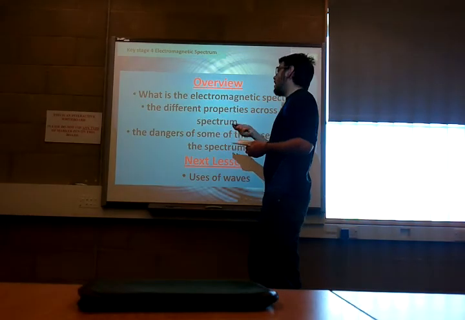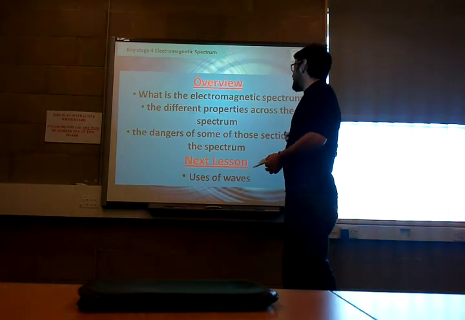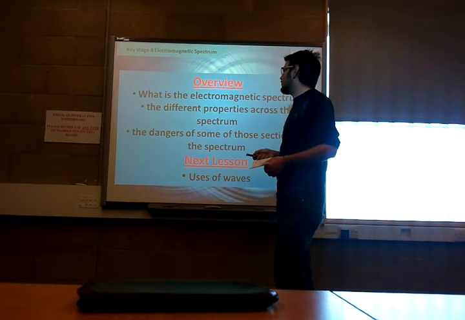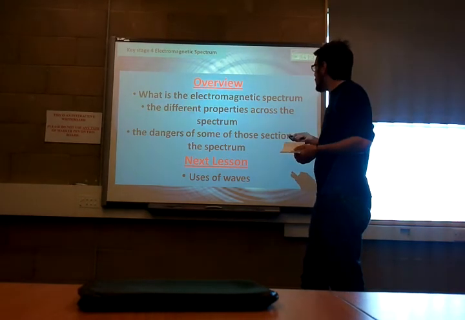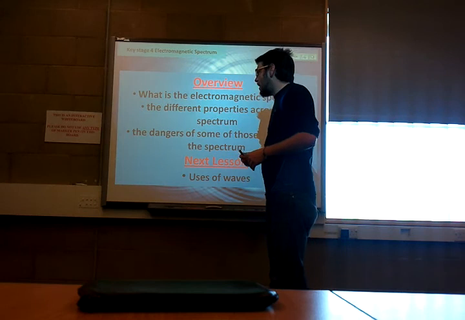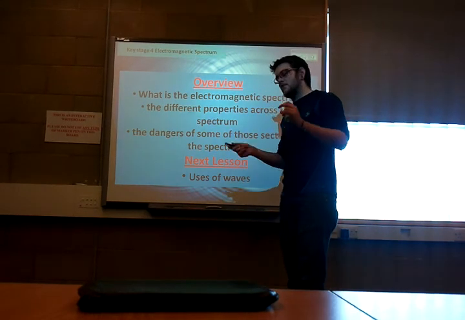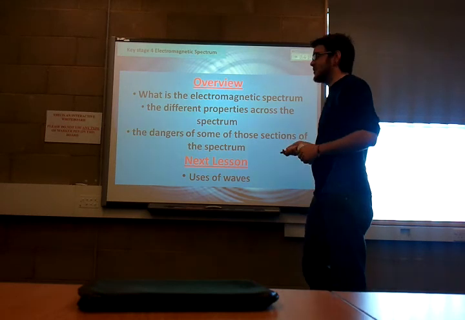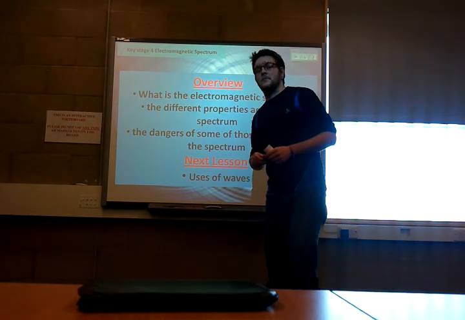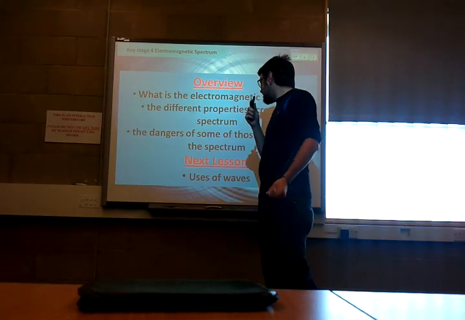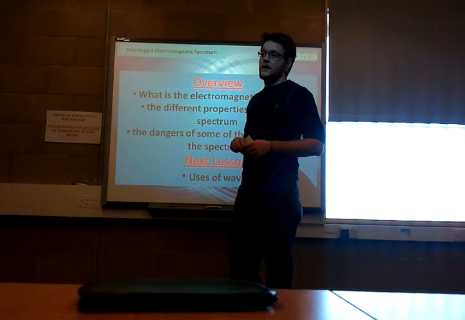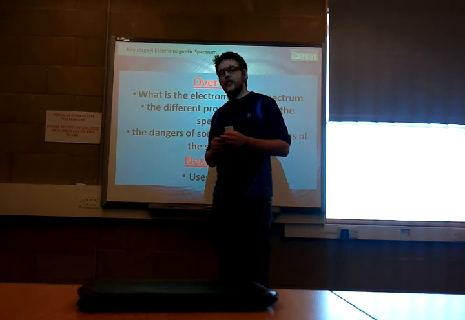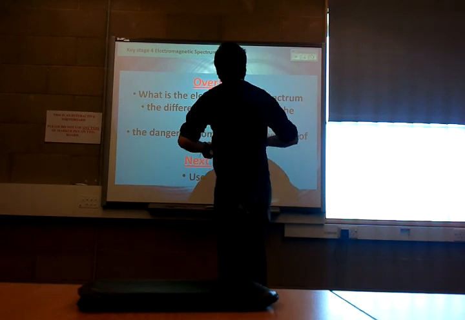So our overview was a general look at the electromagnetic spectrum, a bit of a tornado run through it. Obviously looking at the different properties across the spectrum, how the different levels of the spectrum actually work and what they're used for, and we had a look at the dangers of some of those sections of the electromagnetic spectrum as well. So that's the end of today's lesson. Next lesson we're going to be looking at reflection and refraction of waves.